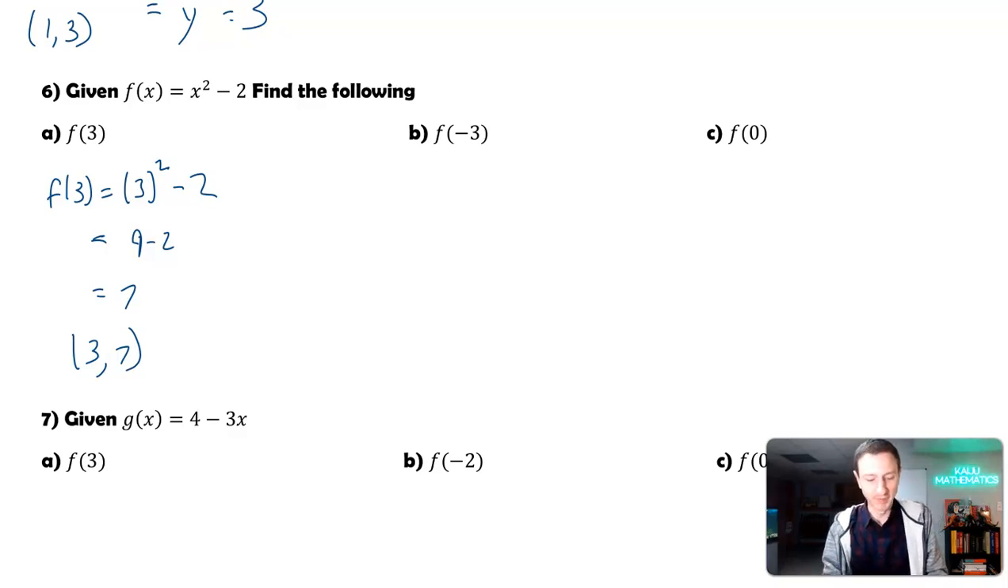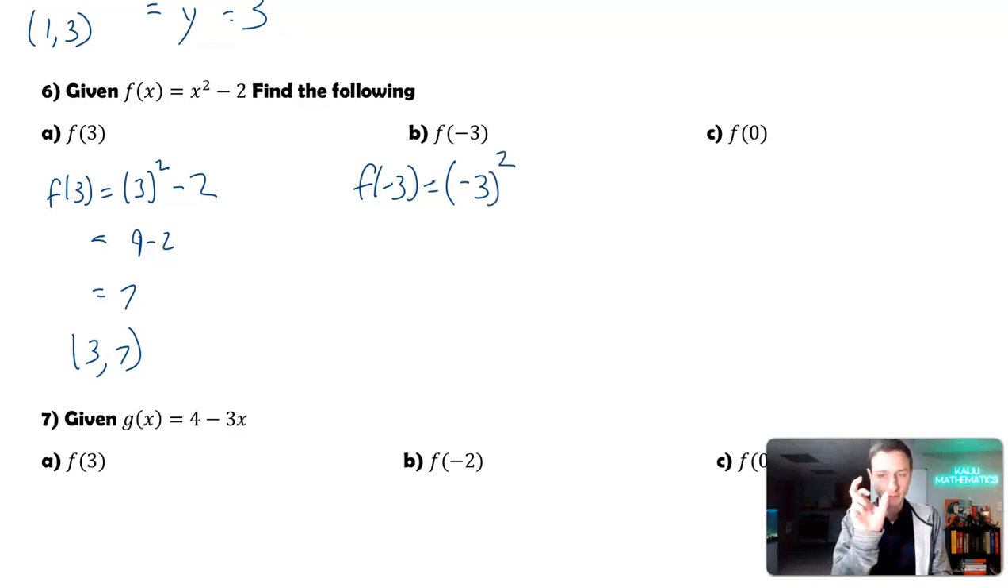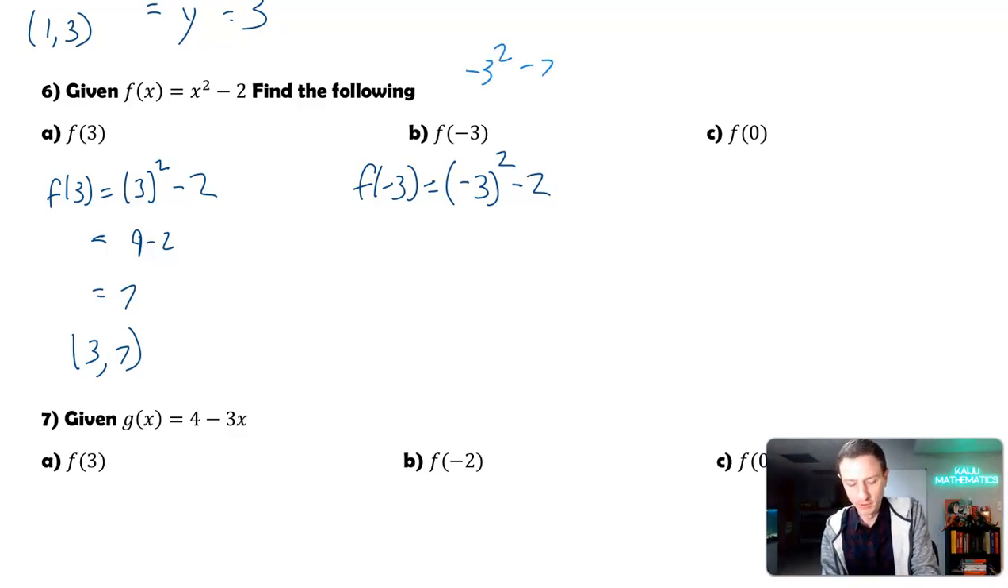Letter B, f of negative 3. So I'm replacing x with negative 3. So I'm going to do negative 3 squared. Notice how I put that in parentheses. Negative 3 squared minus 2. And the reason I'm emphasizing parentheses, because if you don't put parentheses and you just put it in like that, negative 3 squared, what you're doing then is you're doing 3 squared, which is 9, and then multiplying that by a negative. So you'd get negative 9 minus 2.